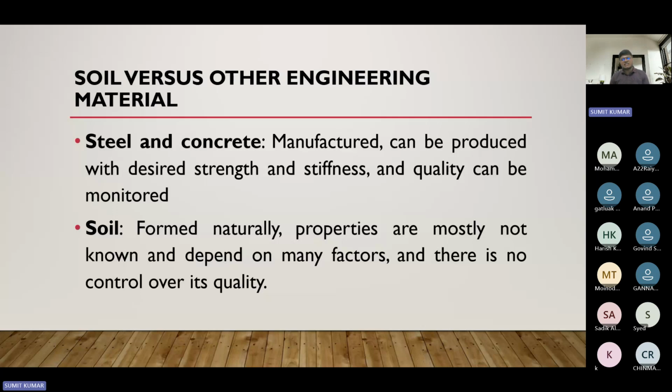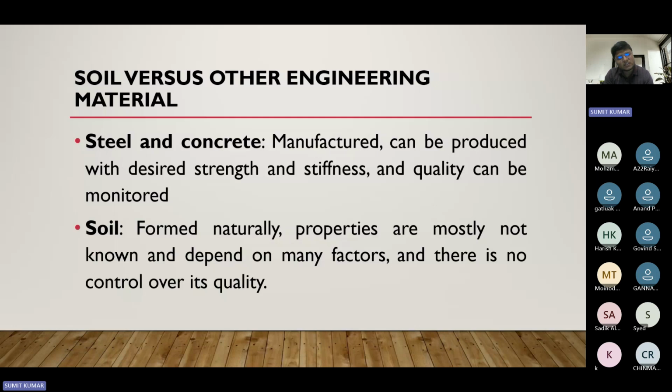So the steel and concrete are manufactured and can be produced with the desired strength and stiffness, and the quality can be monitored, right? We make the different characteristics of steel, like mild steel and different types of steels, and that is monitored and well controlled.